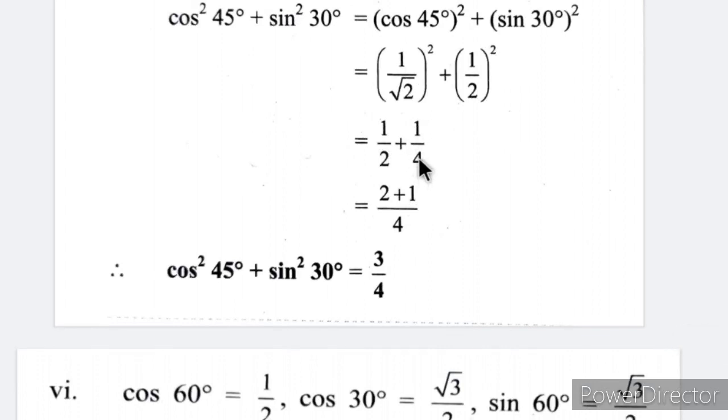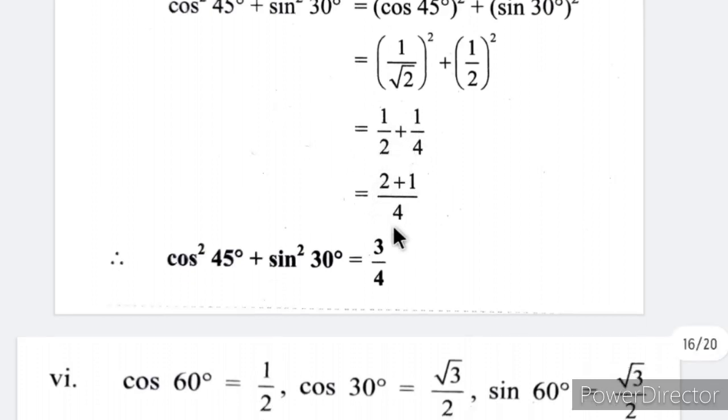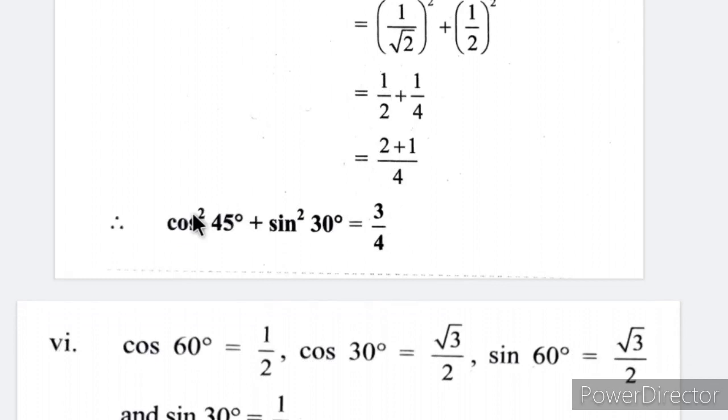We will do cross multiplication. No, we will not do cross multiplication, because here this is 1 upon 2. We can convert this denominator into 4 by just multiplying by 2. So we will multiply this ratio 1 upon 2, the numerator and also the denominator, by 2. So 1 twos are 2 and 2 twos are 4. So it will become 2 upon 4 plus 1 upon 4. So directly we can add because the denominators are the same. So 2 plus 1 upon 4, that is 3 upon 4, and that is the value.